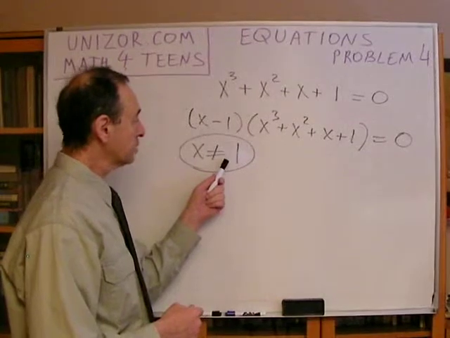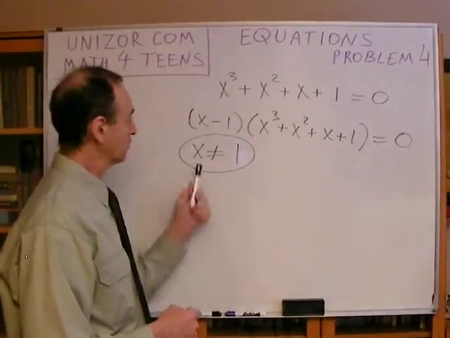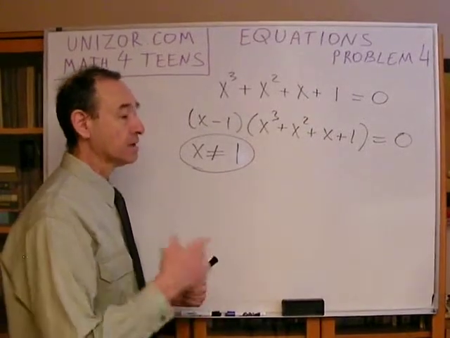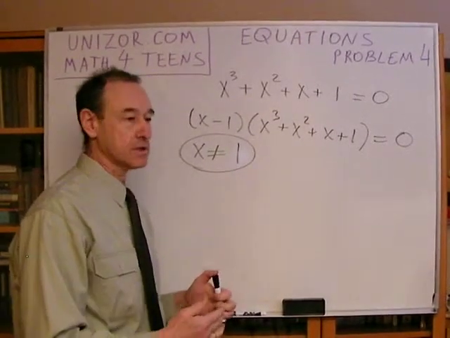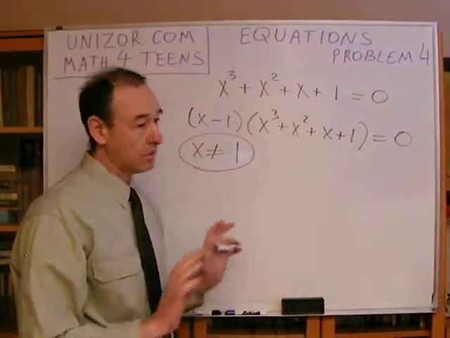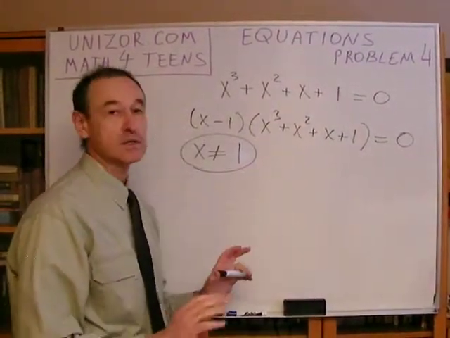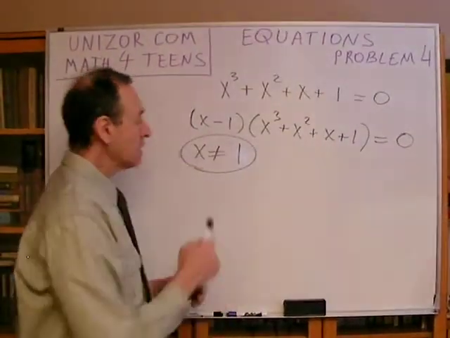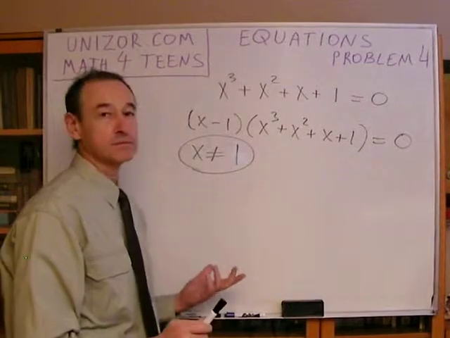First, I exclude the case when the whole expression is equal to 0, which means x equals 1. And while I am excluding this, I'm checking that 1 is not really a solution. So I'm not losing anything, and everything is great. Now I can consider the resulting equation in the area of x not equal to 1.